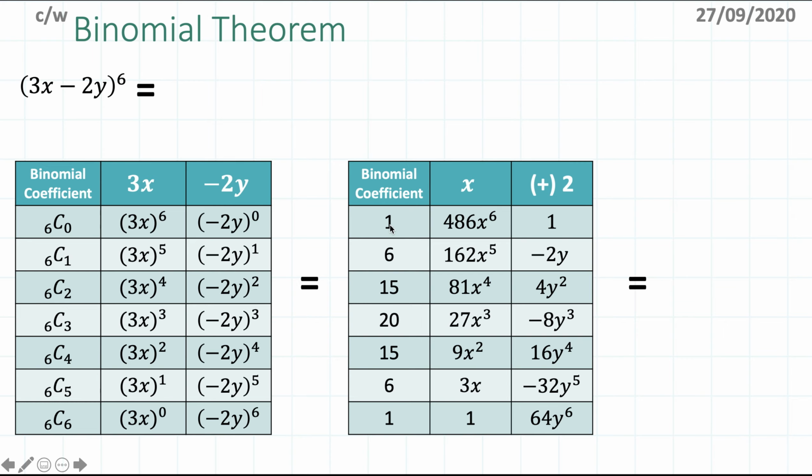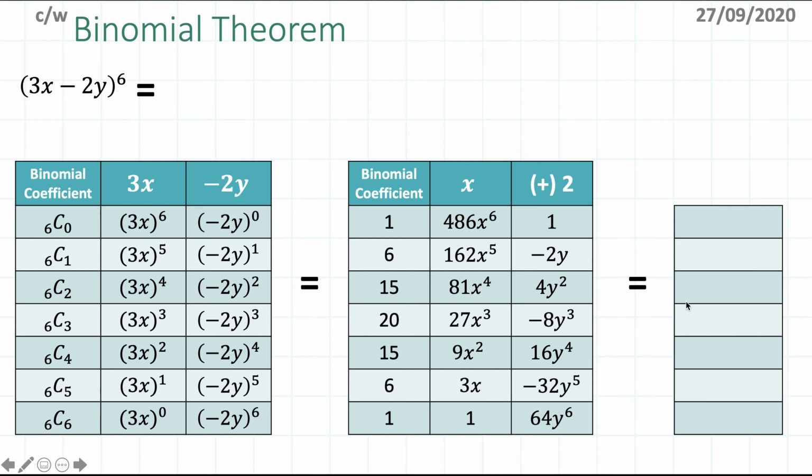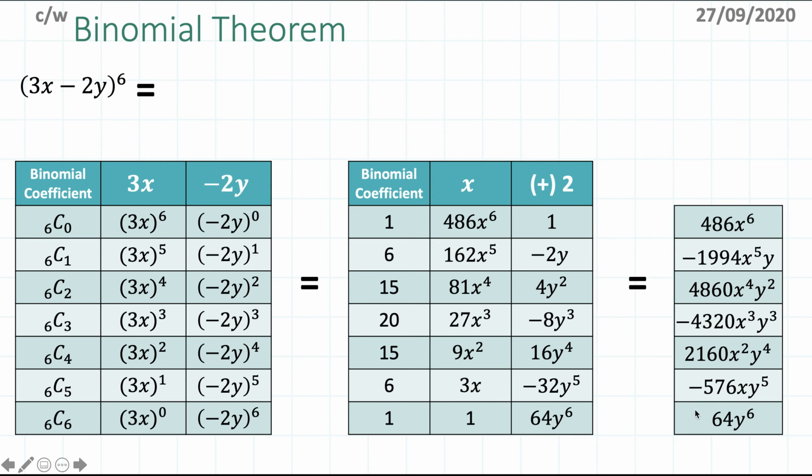So remember to multiply the numbers. So 1 times 486 times 1, put it there. 6 times 162 times negative 2, put it as a coefficient. And then x to the power of 5 and y will just be combined together. So you'll get something like this. So again, 20 times 27 times negative 8, that's negative 4,320. The x cubed and the y cubed will just remain as they are.